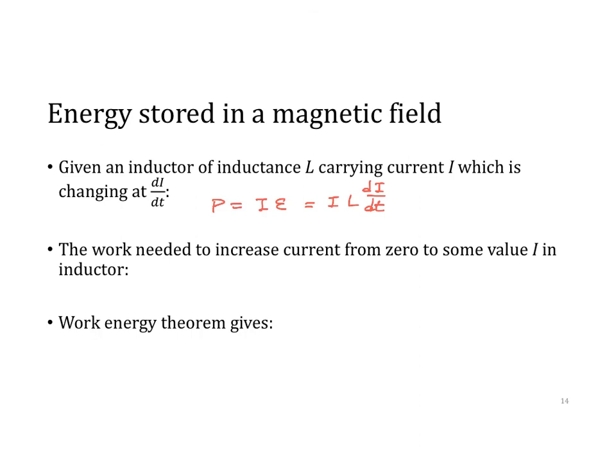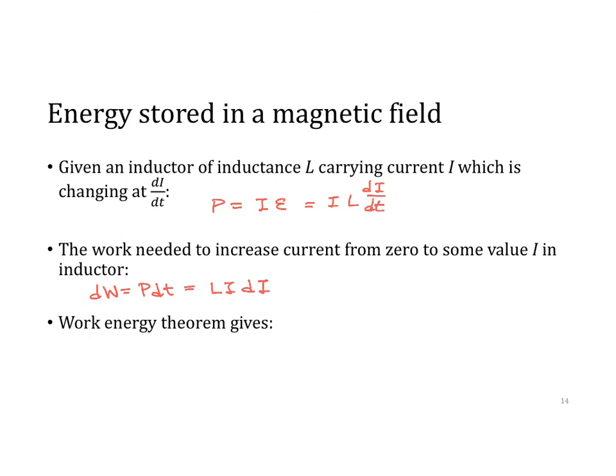So if we want to look at the work needed to increase the current from 0 to some non-zero value of I in the inductor, we do a little bit of work. That is how our power is changing through time, right? So that's why I use this power equation above. So if we're doing a little bit of work, or equaling power converting through time, then I've got something that looks like our inductance times our current times our rate of change of current. And of course, the dt has disappeared.